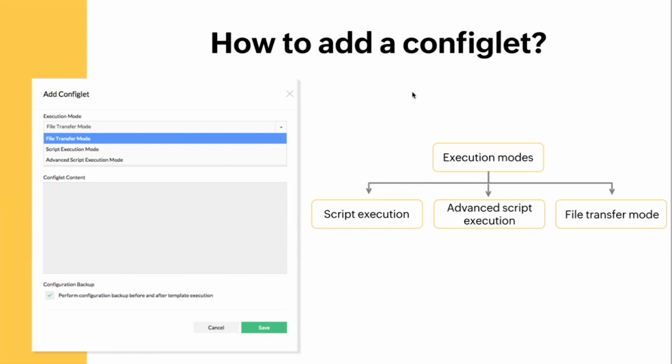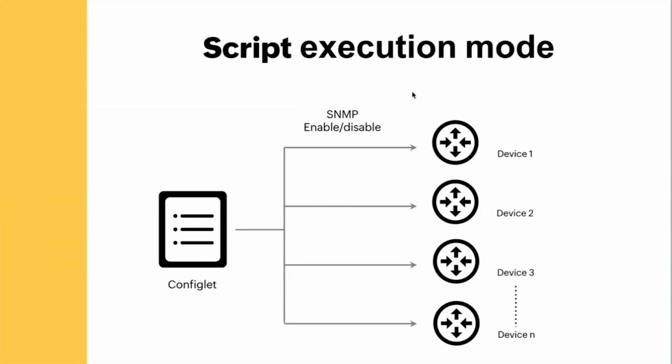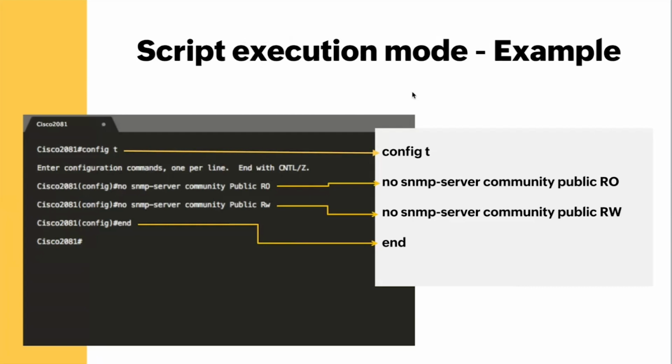First mode is the script execution mode. Here, commands are executed in a sequential order for the devices present. It is used for simple commands such as to enable or disable SNMP on multiple devices or for importing banners to multiple devices. This is an example of a script execution mode command. As you can see, on your left in black is the PuTTY and on the right is the configlet content area provided in the Network Configuration Manager.